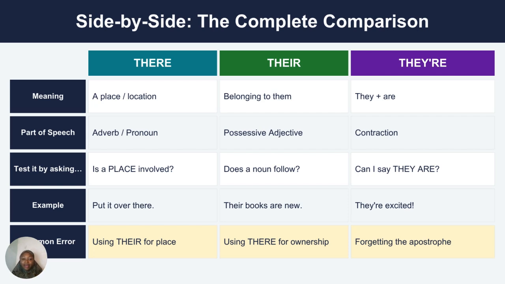Now, their means belonging to someone. It is a possessive adjective.